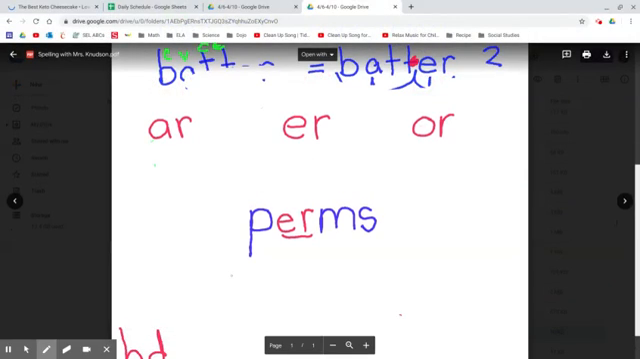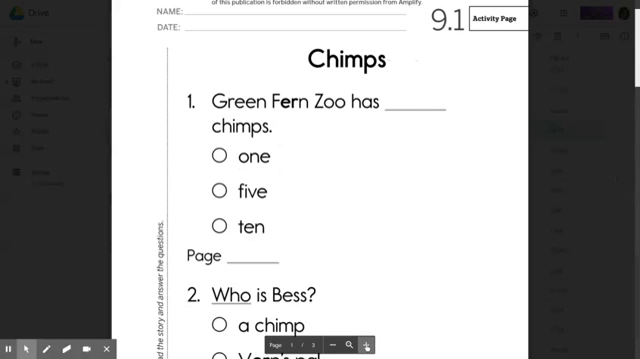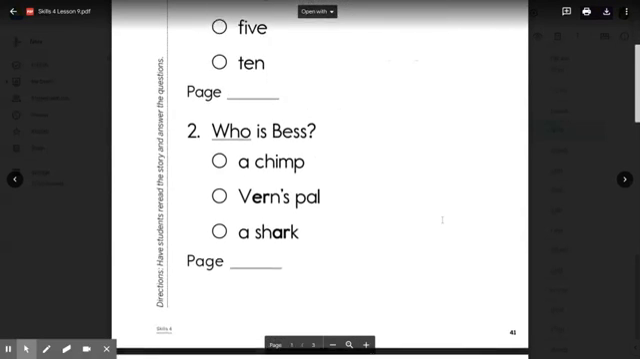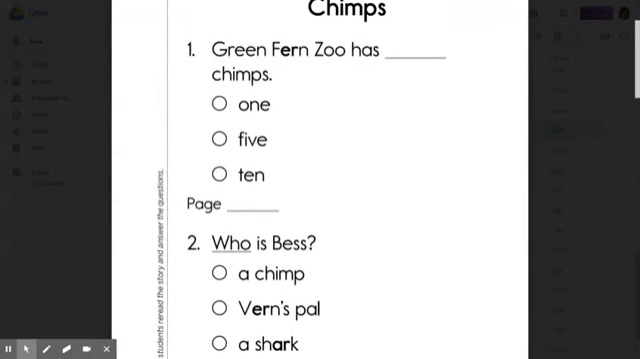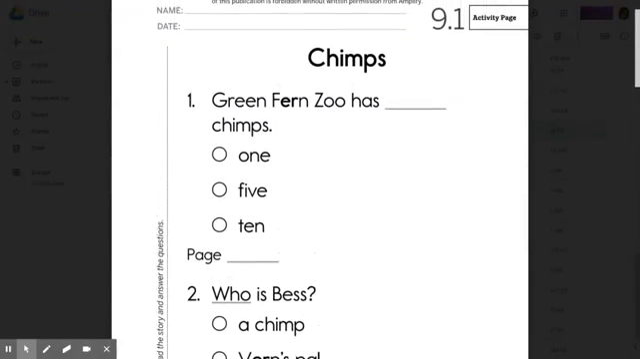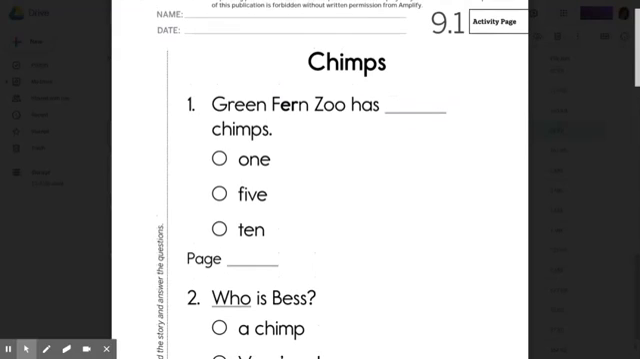All right, I need to change the screen, and you guys need to get your workbook and join me back here in just a second. All right, so chimps, lesson 9.1, that starts on page 41. You are going to be reading your story how many times? Good, you're going to be reading it at least twice.